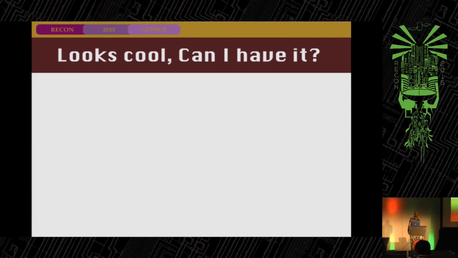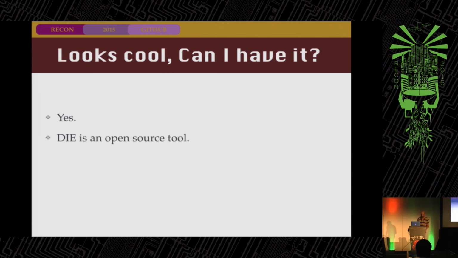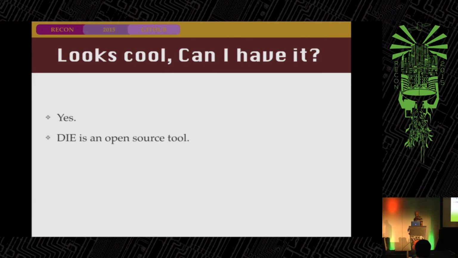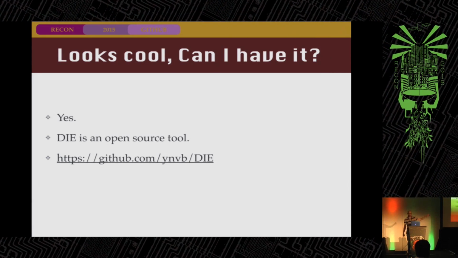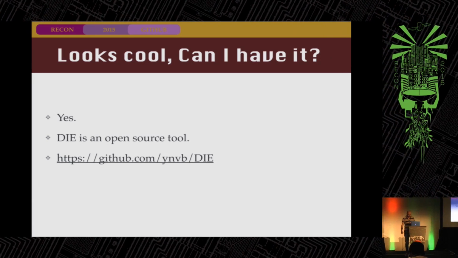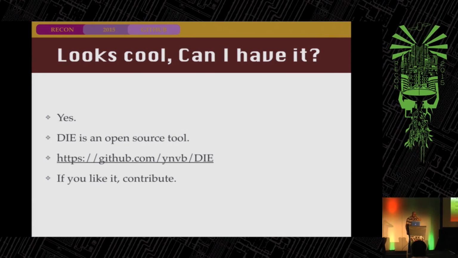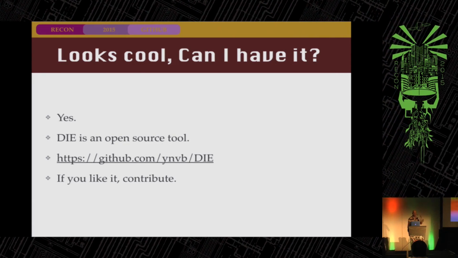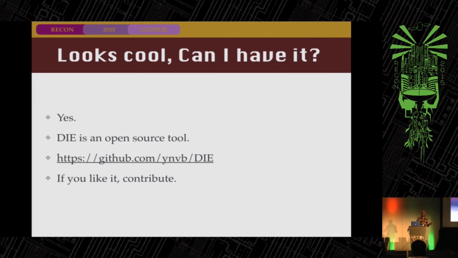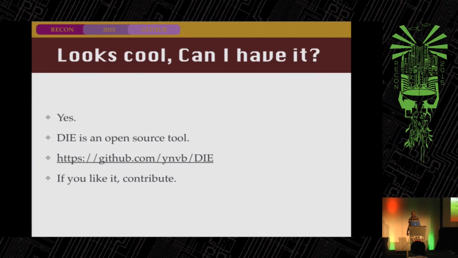So it looks cool. Can you have it? Yes, you can. DAI is a completely open source tool, and you can find it at my GitHub page, which was just made public today. Write it down. And really, the most important point, if you like it, then please contribute. Write your own parsers, take them up into the GitHub page, and enrich the community.